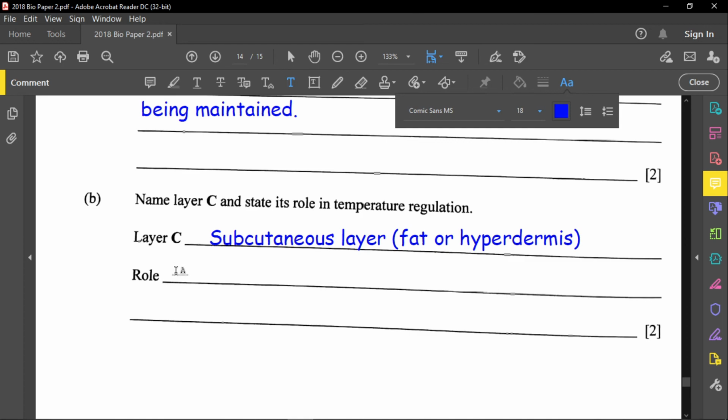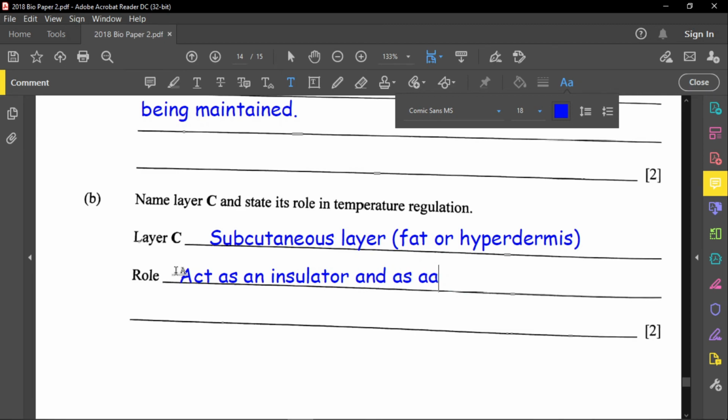What is the role of this in regulating temperature? The fat layer actually insulates the body, right? What it does is keep the body warm by acting as an insulator. So it acts as an insulator, all right?